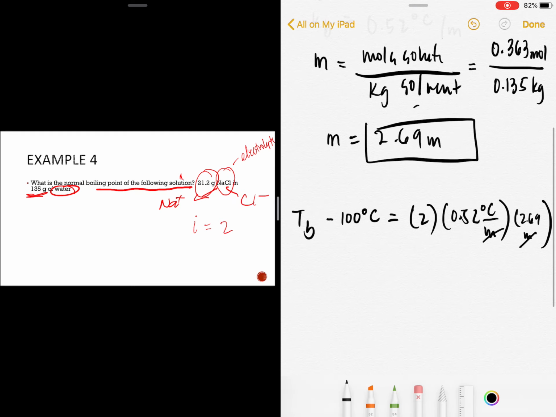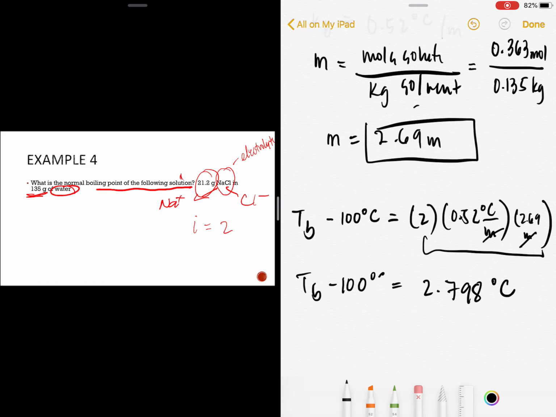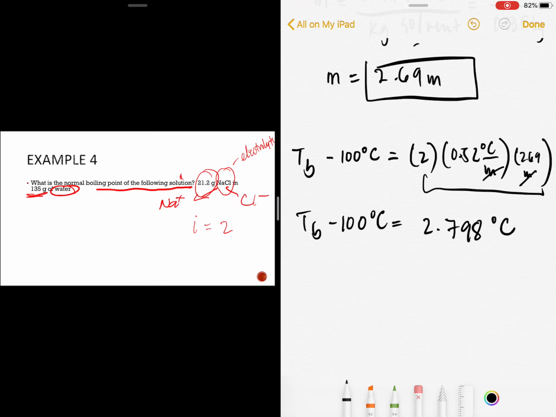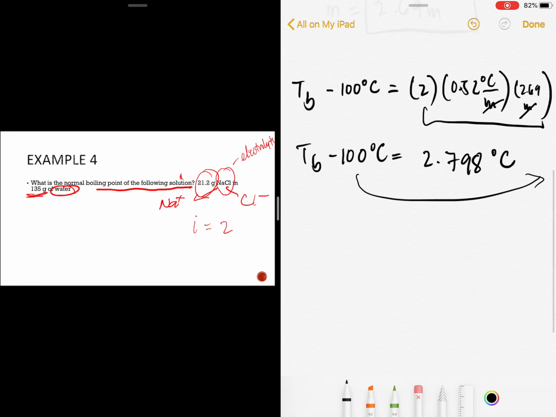So molal cancels. Now, simplify this term. Input it in the calculator: 2 times 0.52 times 2.69. This is equal to 2.798. What's the unit? Degrees Celsius. Okay, so TB minus 100 degrees Celsius. How do you isolate TB? You transpose 100 degrees Celsius to the right-hand side of the equation.